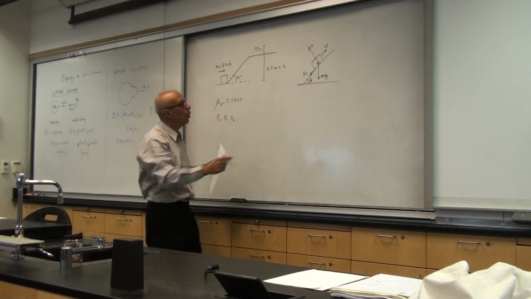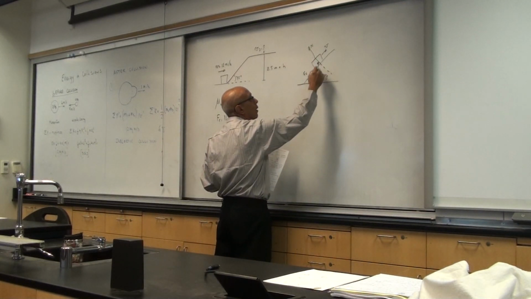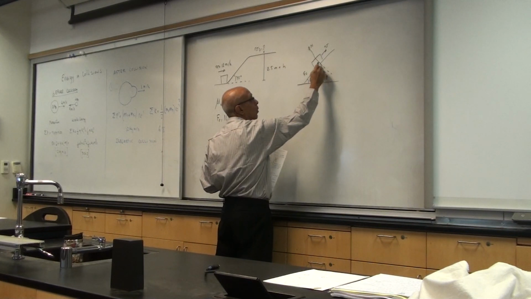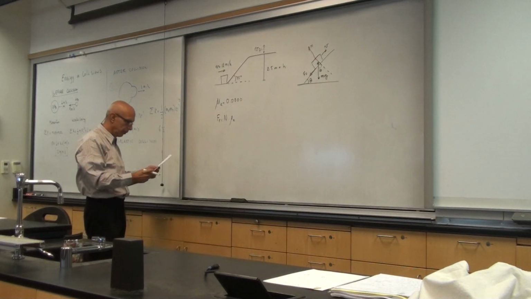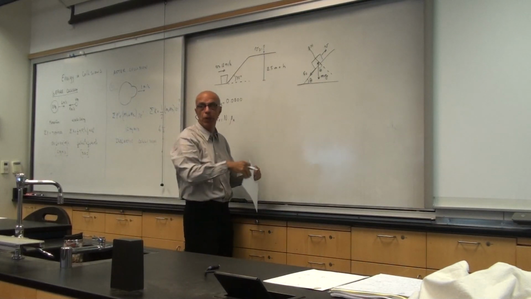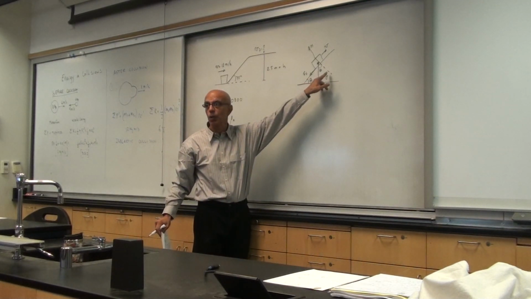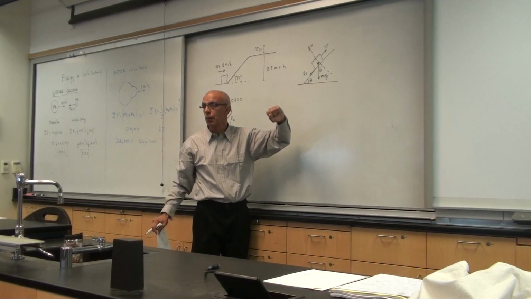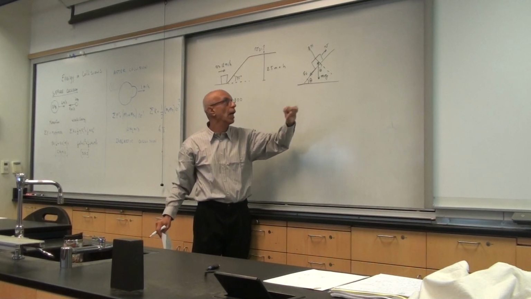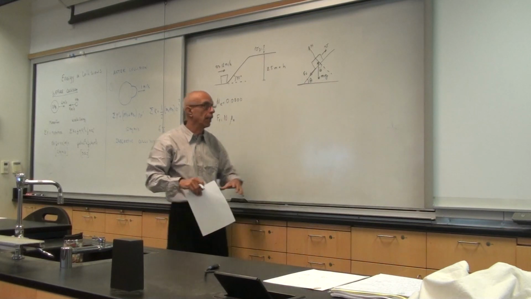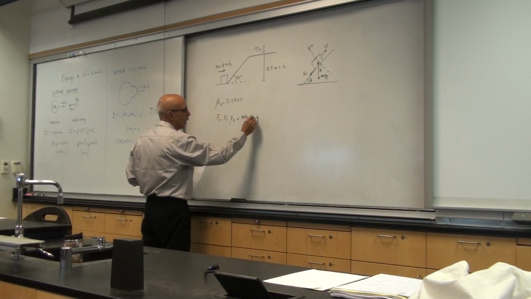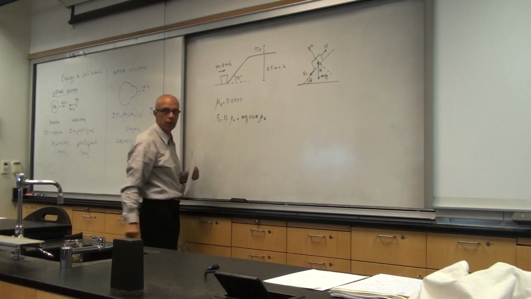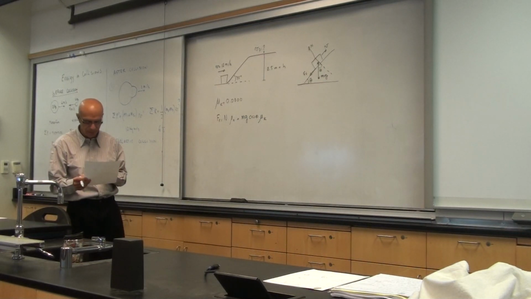In order to calculate the normal, I need to know this projection here, the projection of the gravitational force on this axis. What's going to be the projection of mg on this axis? Yeah, mg cosine theta. So N is going to be mg cosine theta, times the coefficient there. Okay?